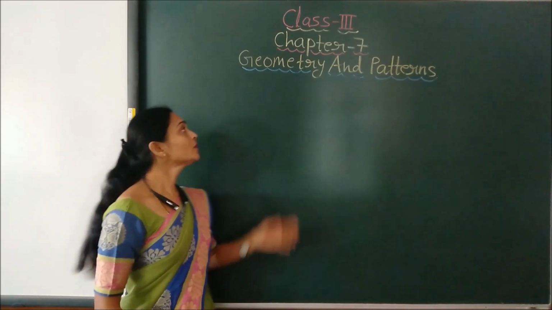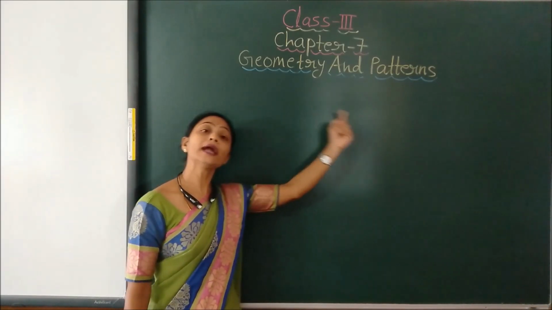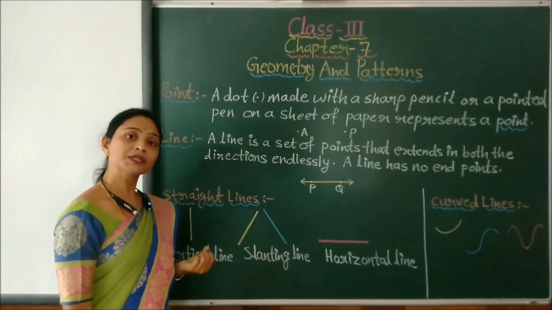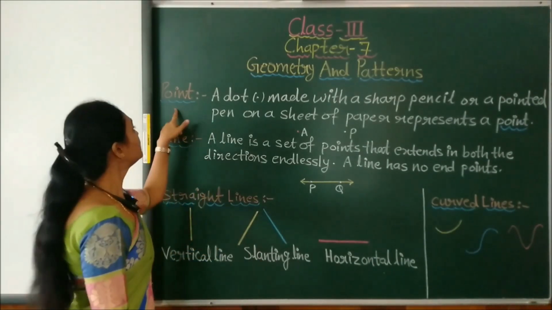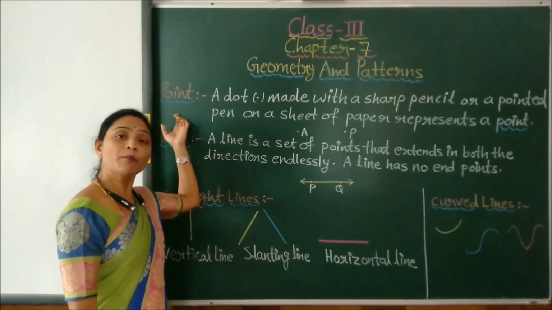So now we are going to start chapter 7, that is geometry and patterns. So we will see first some definitions. See, first we are going to learn definition of a point. So what is a point children?